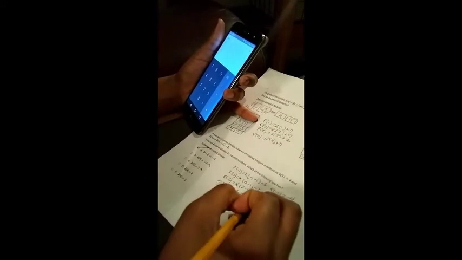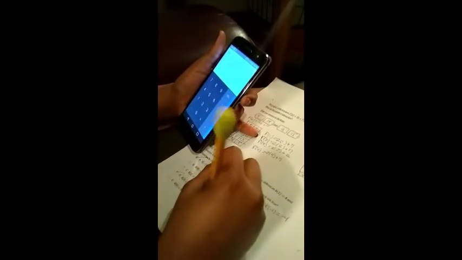So now we have to do k of 3 equals k of 3 minus 1, minus 2. 3 minus 1 is 2, and 2 minus 2 is 0. So this is correct, because it says k of 3 is 0, and the answer is 0 for k of 3. Now we have to do k of 6. K of 6 equals k of 6 minus 1, minus 2. 6 minus 1 is 5, and 5 minus 2 is 3. So that would be correct as well.